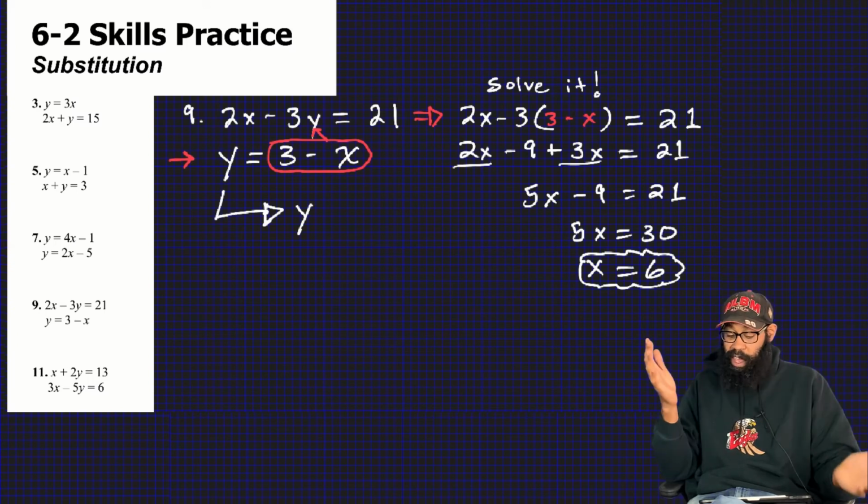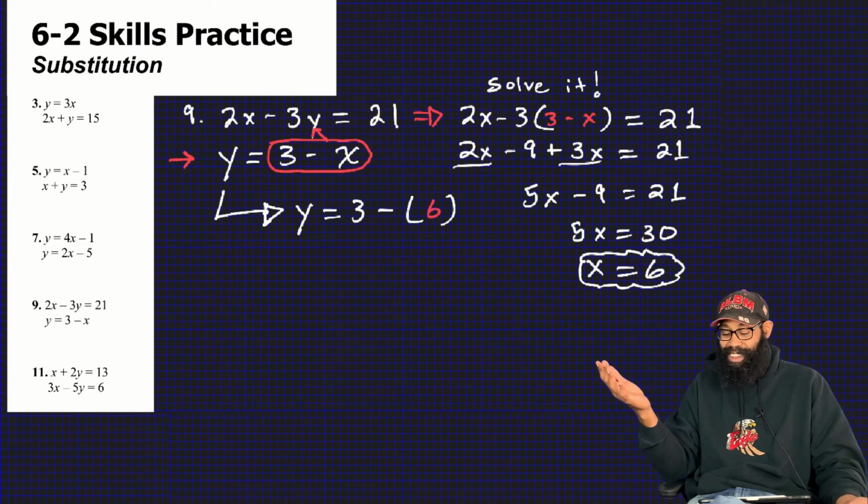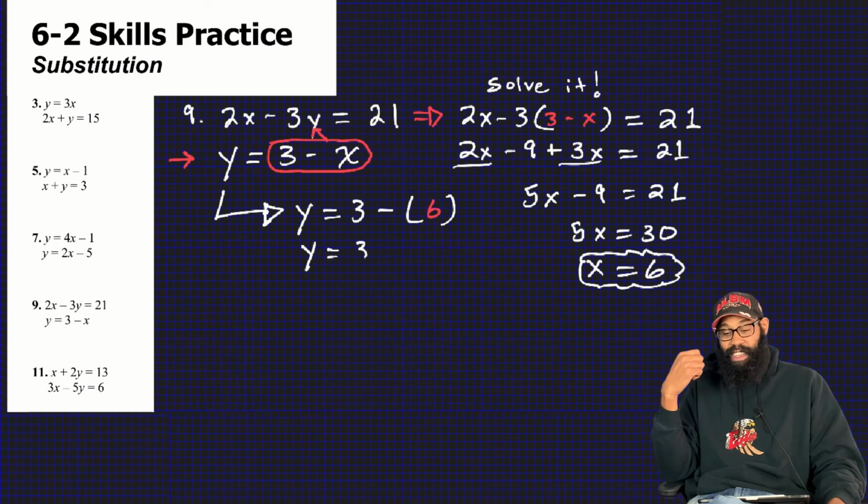And again, what's next? Well, if you found x, let's go find y. Y is equal to 3 minus x. So 3 minus 6 is not 3. Be careful. Y is equal to -3.